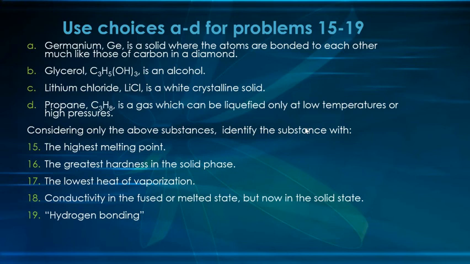The lowest heat of vaporization. Oh, we got to figure out what that means. Heat to vaporize something. How hard is it to vaporize? But which one's the easiest? It's going to have the lowest. Oh, so which one is the easiest to vaporize? That's got to be D. Propane would be the easiest to turn into a vapor or gas because it's got the weakest forces.